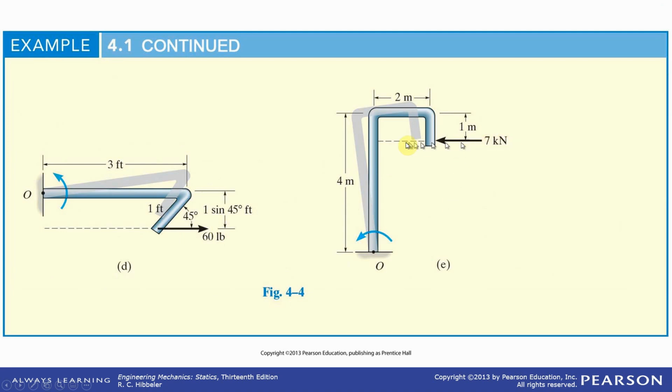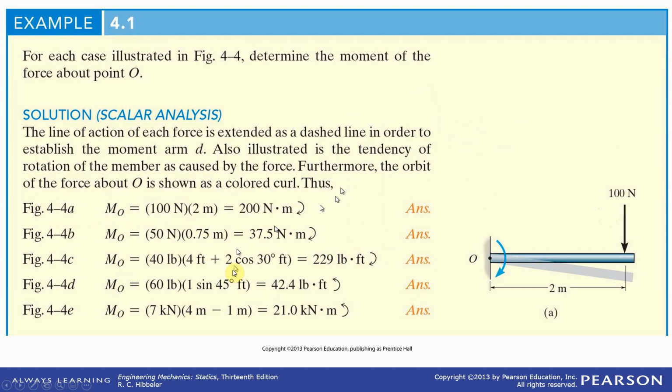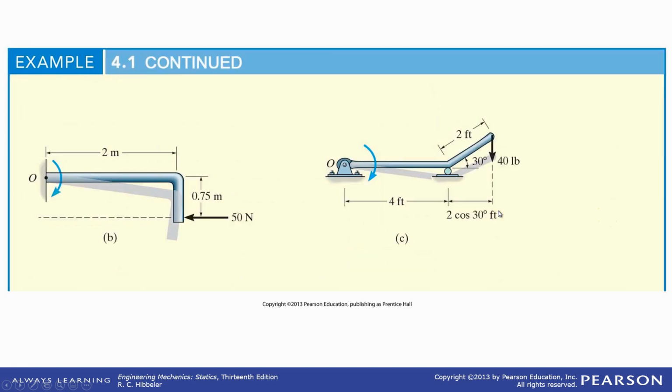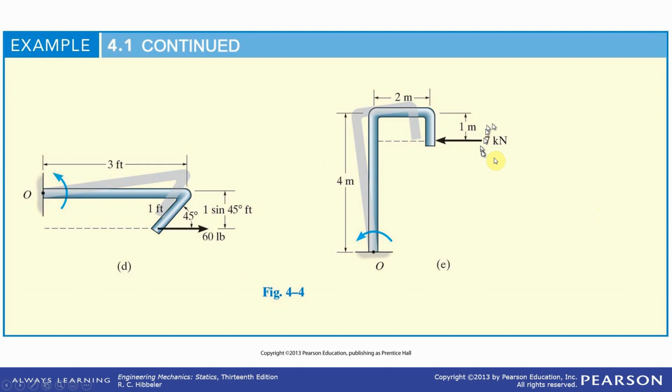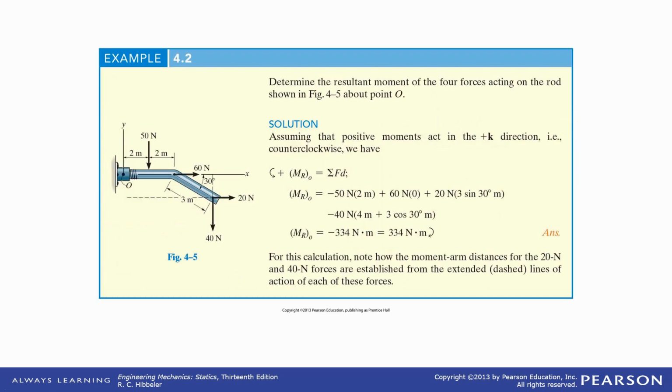Now, 7 kilonewtons, 3 meters, 4 meters up, 1 meter down. This doesn't matter because the lever arm is parallel to the force. So it's only the 3 times 7, 21 counterclockwise. 21 kilonewtons this time. Notice the kilonewtons on the force. Okay.